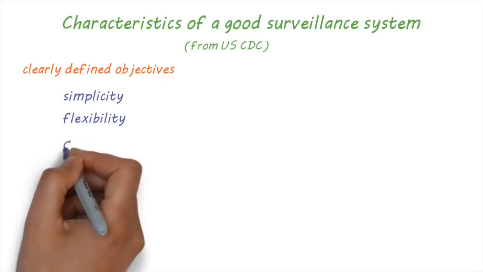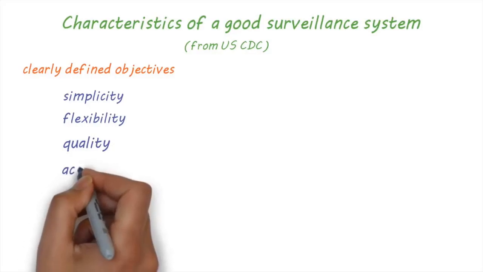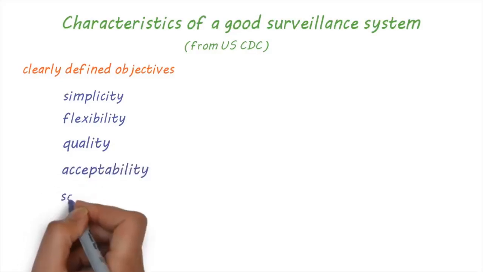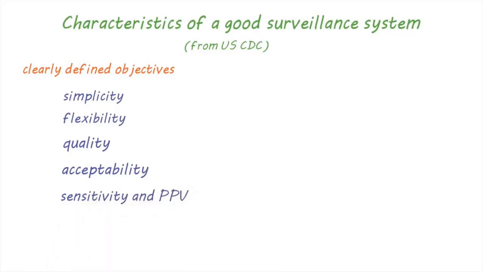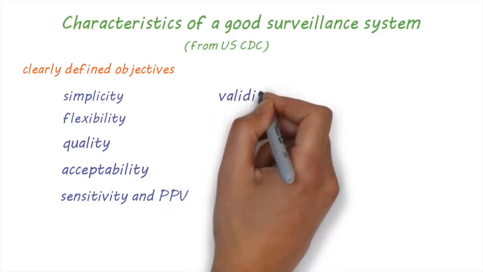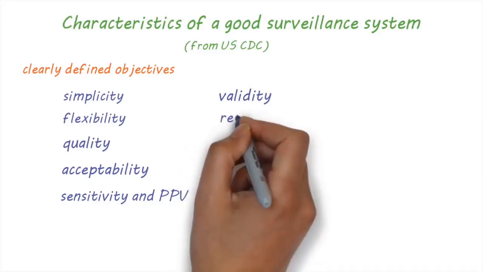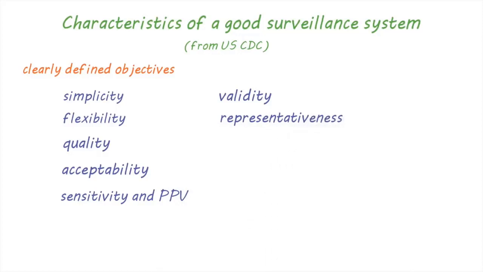The data should be complete and accurate and be of good quality. It should be accepted by people and organizations participating in surveillance. It needs to have a good sensitivity and positive predictive value. It should pick up most, if not all, cases of the disease that exists in the population. Surveillance data should be valid, meaning that it measures what it intends to measure. The system must accurately represent the occurrence of a health event in the population that is being studied, with regards to time, place, and person.